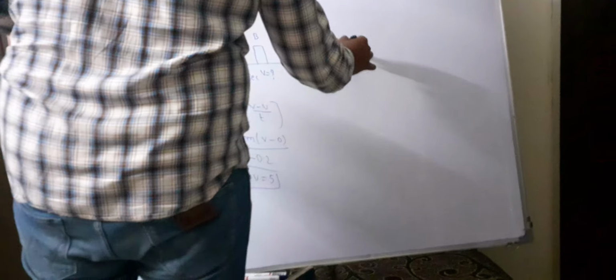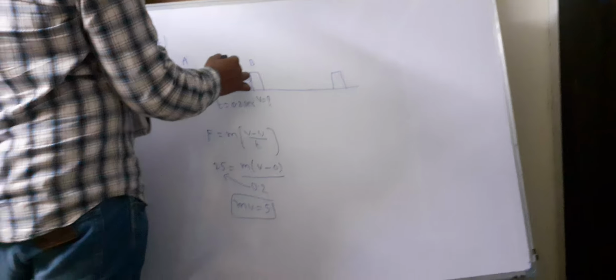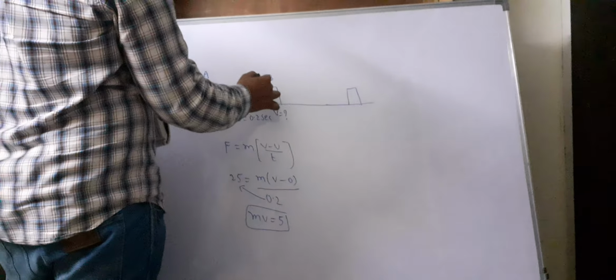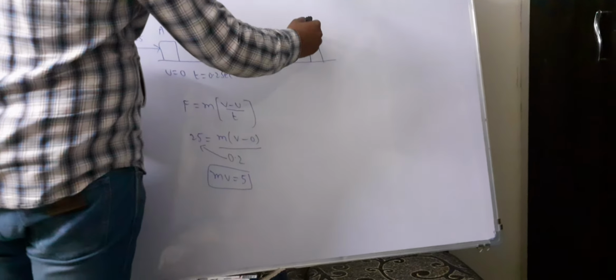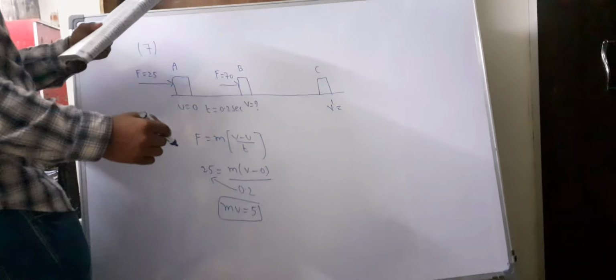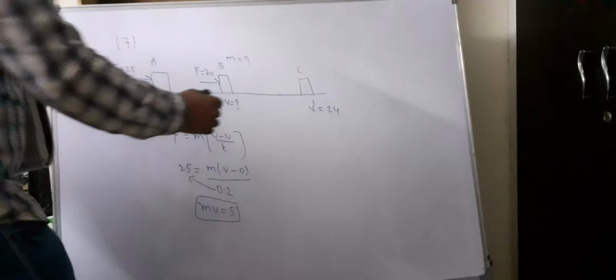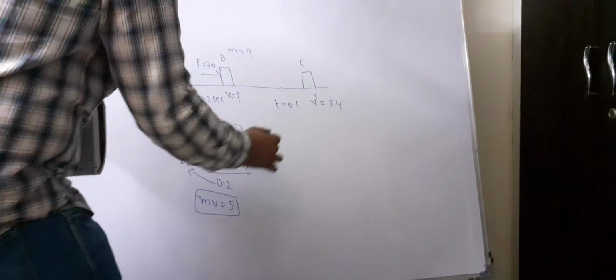Next, the body moves. Here again at B, some force is applied, that is 70 newtons in the same direction. Then the body moves from B to C. Here the final velocity V dash is given. V dash value is 24. Here determine the mass of the body. This is the question. In this situation, from B to C, the time is given as 0.1 second.